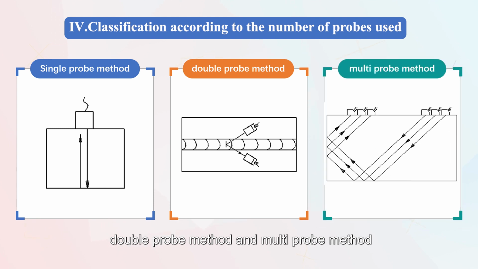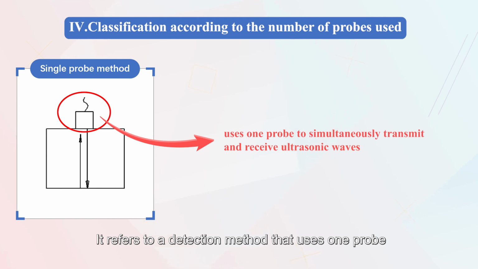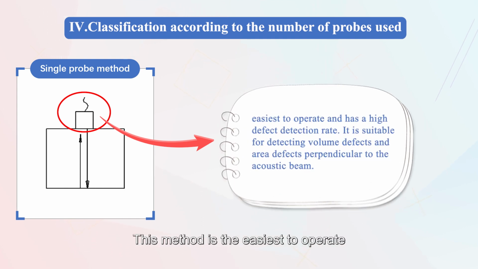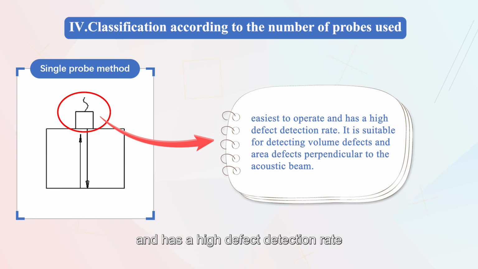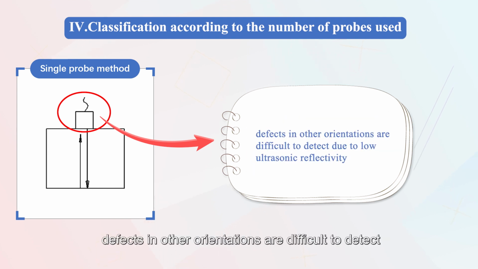Single probe method. It refers to a detection method that uses one probe to simultaneously transmit and receive ultrasonic waves. This method is the easiest to operate and has a high defect detection rate. It is suitable for detecting volume defects and area defects perpendicular to the acoustic beam. However, defects in other orientations are difficult to detect due to low ultrasonic reflectivity. At this time, the detection direction must be increased or supplemented by other detection methods.